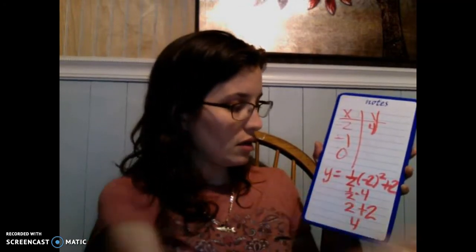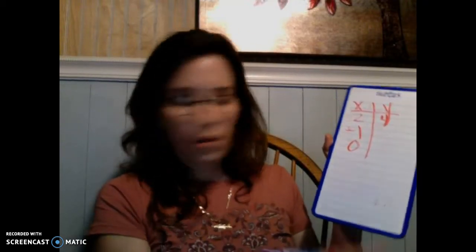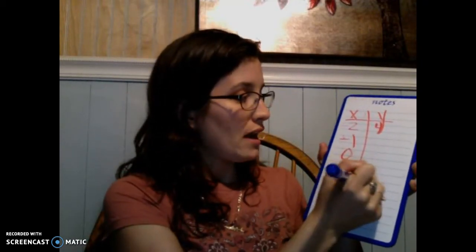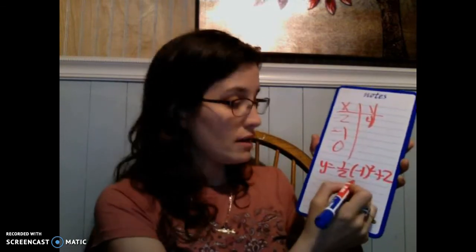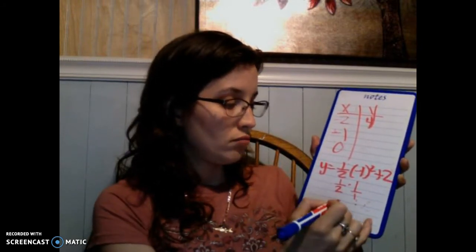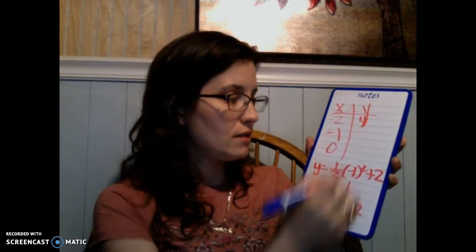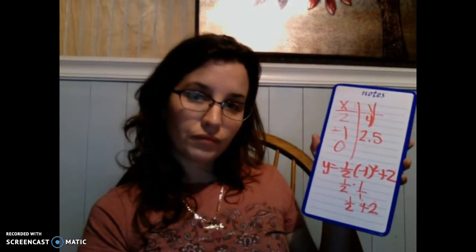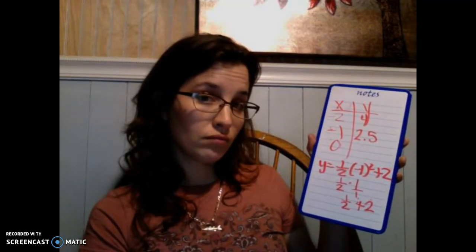Well, when x is -1, let's just go ahead and go in order there. y is equal to 1/2 times -1 squared plus 2. -1 squared is 1. 1/2 times 1 is, you got it, 1/2. 1/2 plus 2 is 2.5. Good so far?